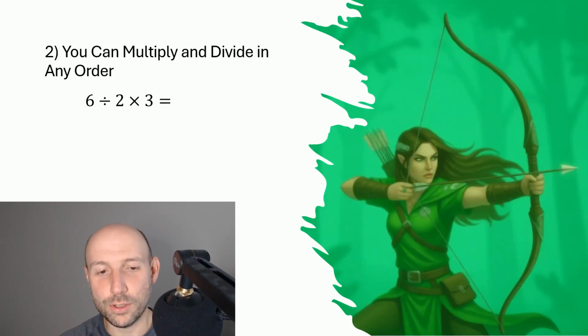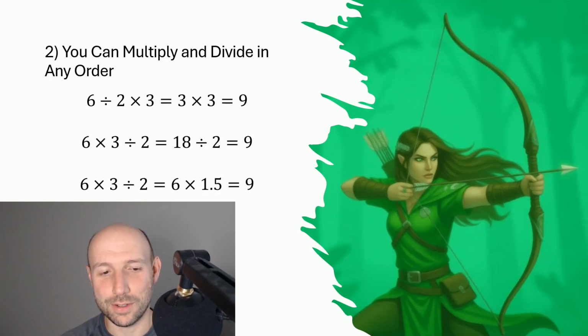Moving on to rule 2. You can multiply and divide in any order. For example, let's say someone is hit with an arrow that does 6 piercing damage, but for whatever reason they happen to be resistant to piercing, so they only take half of that damage. So we have 6 divided by 2, but there are 3 such arrows that hit them. So we have 6 divided by 2 times 3. Well, as long as you divide by 2 and multiply by 3, you can do this in any order.